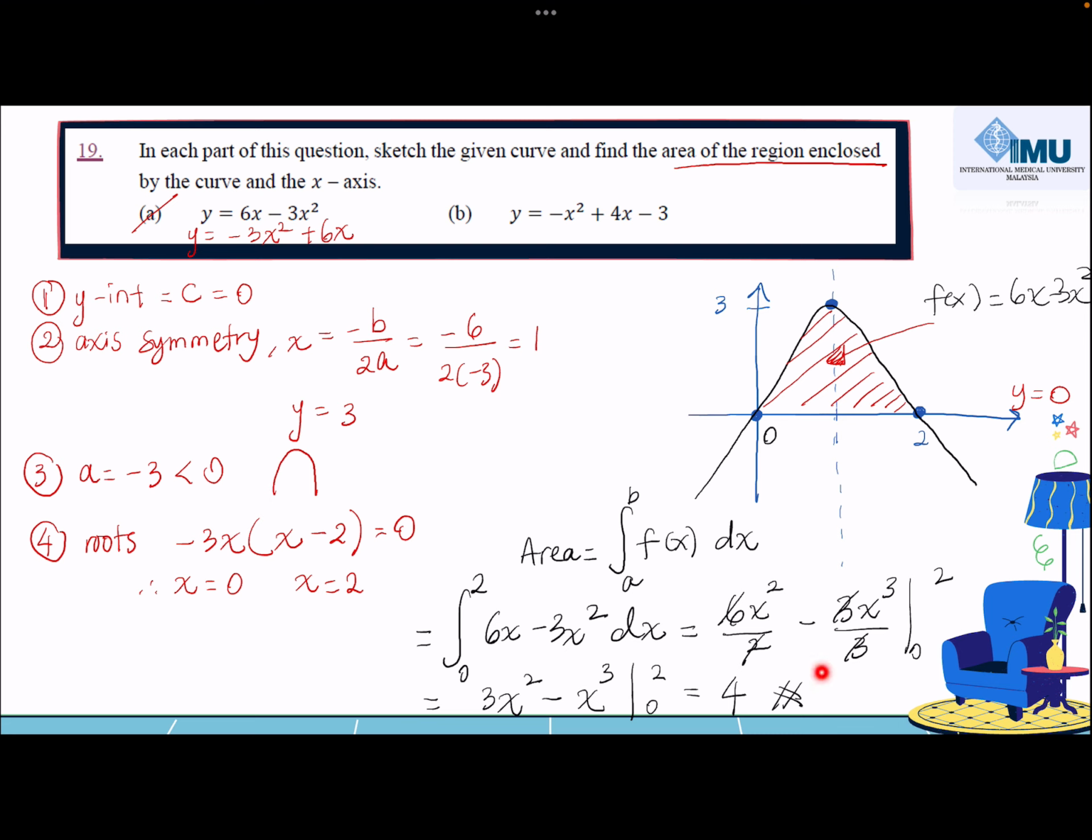Now, try to do the B by yourself. It's also a quadratic. Sketch and find the area enclosed. That's all for me.